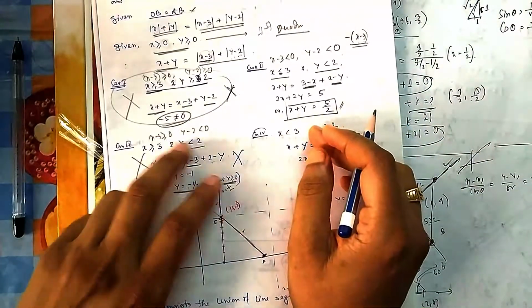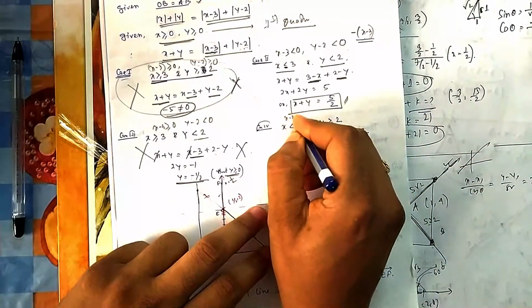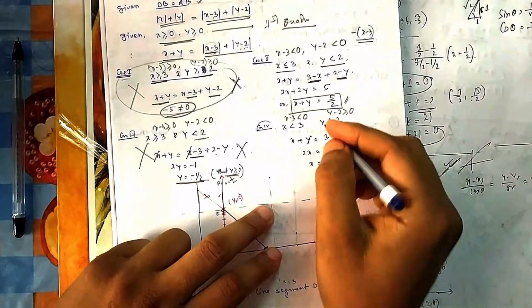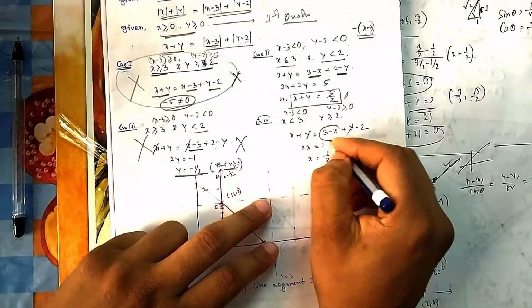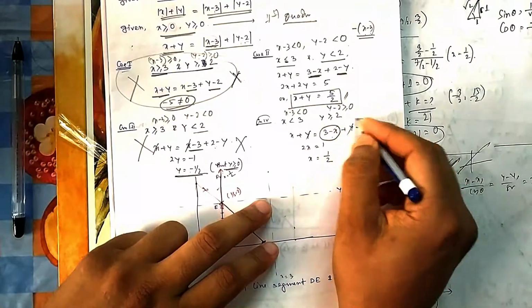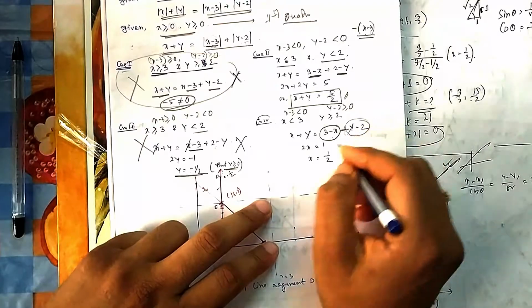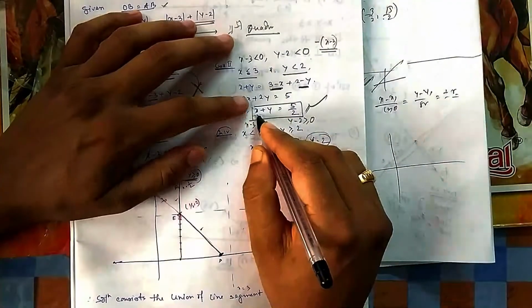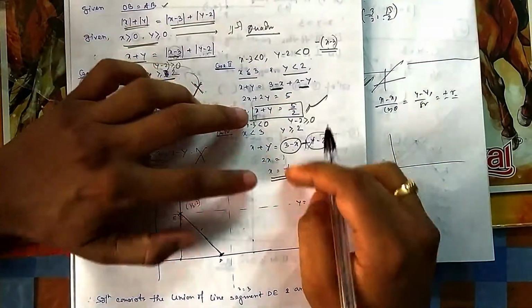What is case 4 left? This negative, this positive: x minus 3 is negative and y minus 2 is positive. If you apply this, since x minus 3 is negative, I put a minus sign. The other is already positive, so no need of any sign, you remove the mod. This is the half. Okay, so these two equations are there. Now you plot them: the x-intercept is 2.5 and the y-intercept is 2.5, so these two are there.